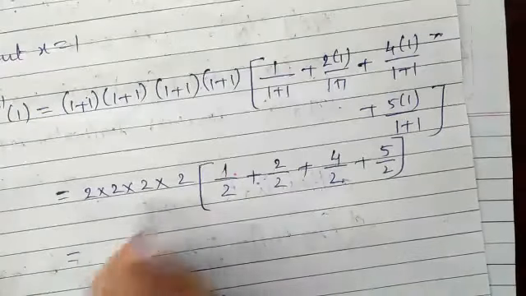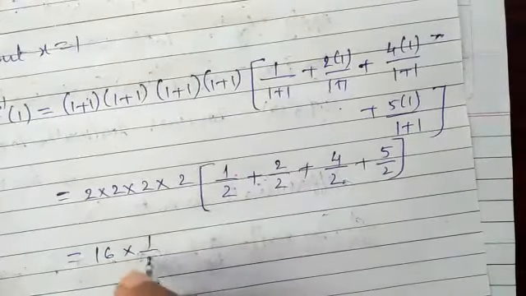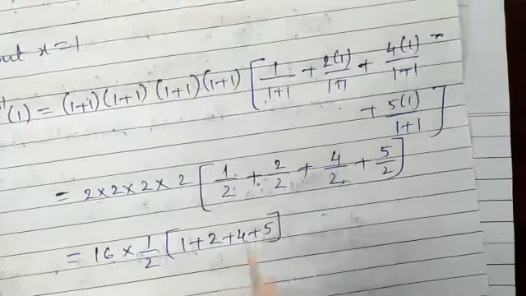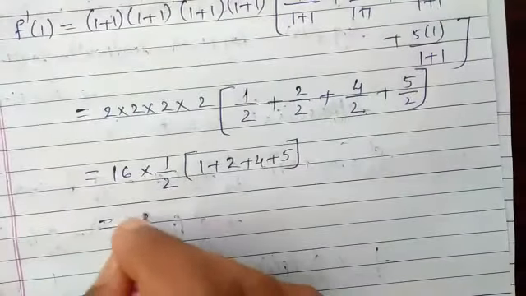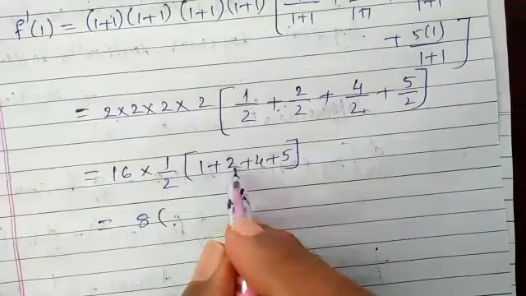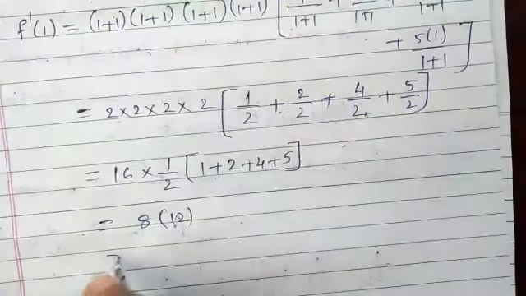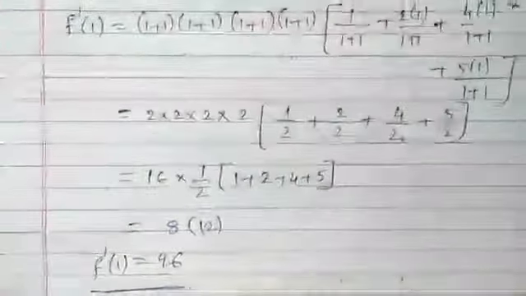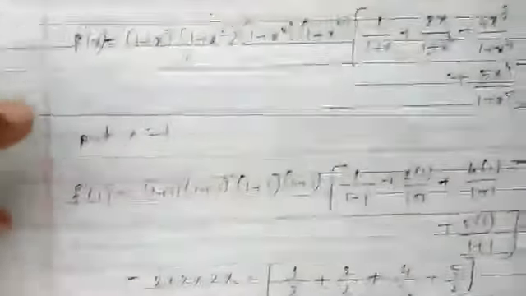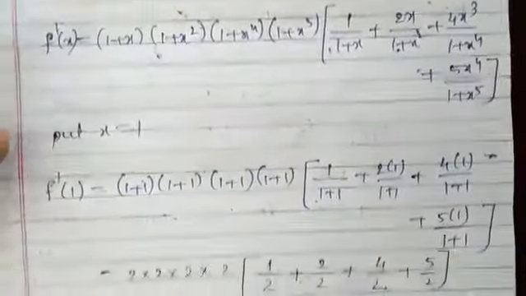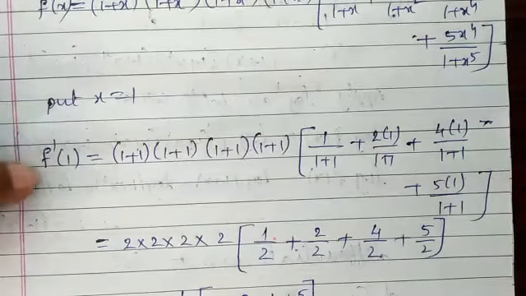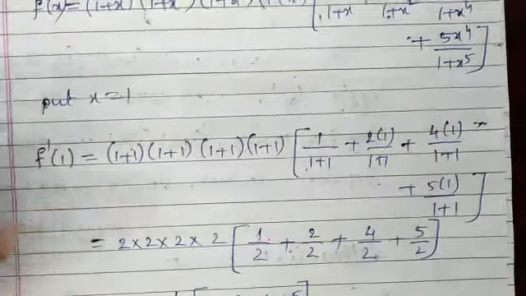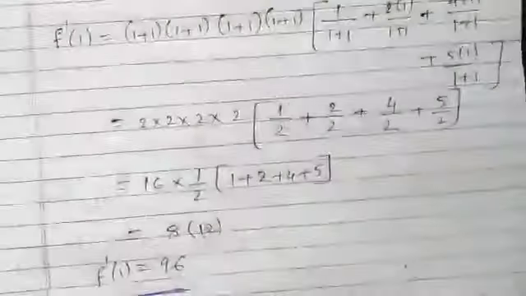It is 16 into, take 1/2 common, you will get 1 + 2 + 4 + 5. 8 bracket of 3, 7, 12. This is 96. f'(1) = 96. And after finding f'(x), again you have to deduce that function f'(1). f'(1) means in the place of x, you just substitute 1, put x = 1. You will get the answer. Next one.